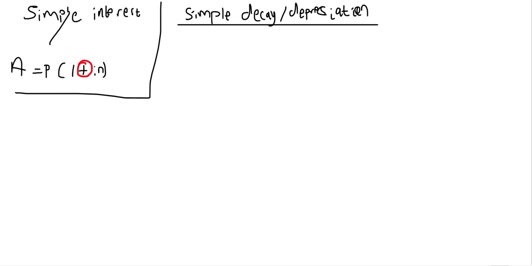So there's a similarity between the two formulas. The only difference is that with simple interest, we've got a positive sign. With simple decay or depreciation, the formula says that A is equal to P multiplied by 1 minus I multiplied by N. So that's the difference between this formula and this formula.